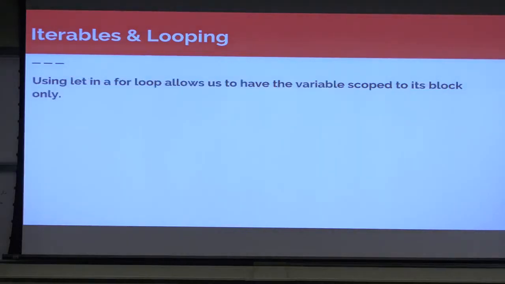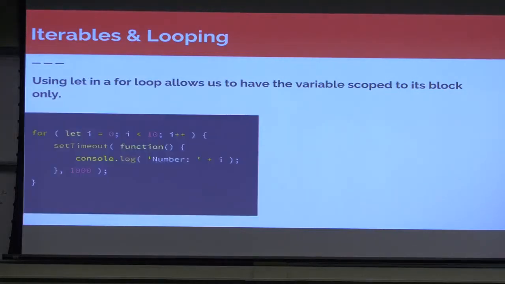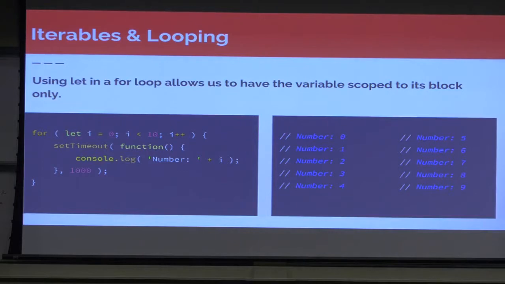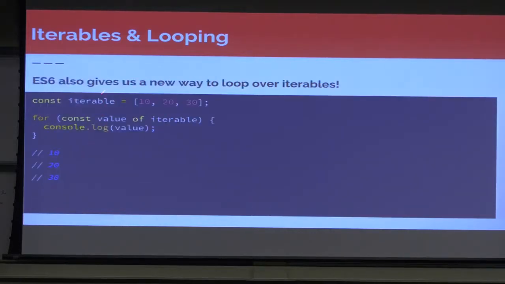Now, if we use let in a for loop, it allows us to have the variable scope to that block. So here we have let. It's exactly the same code. We just changed var to let. And what's that going to give us? Exactly what we want. 0, 1, 2, 3, 4, 5, 6, 7, 8, 9.